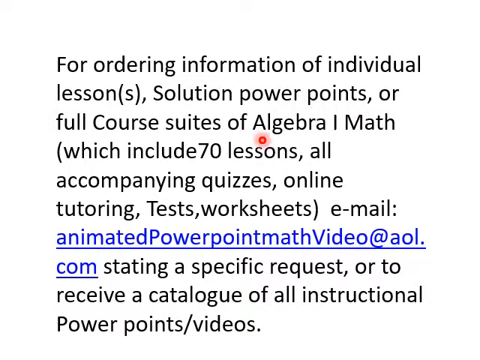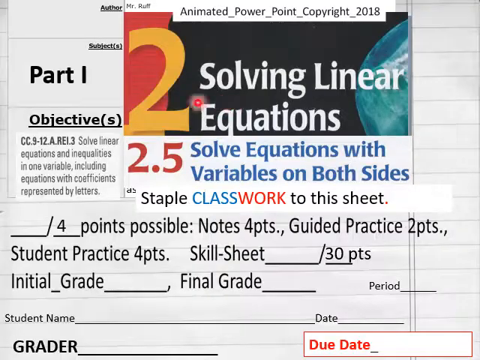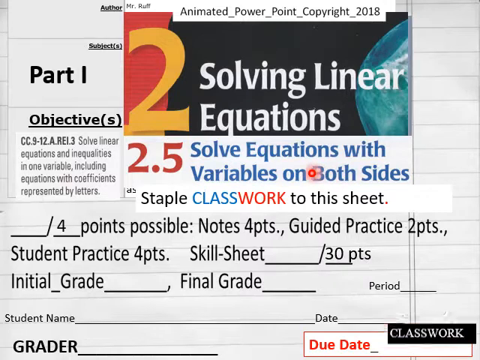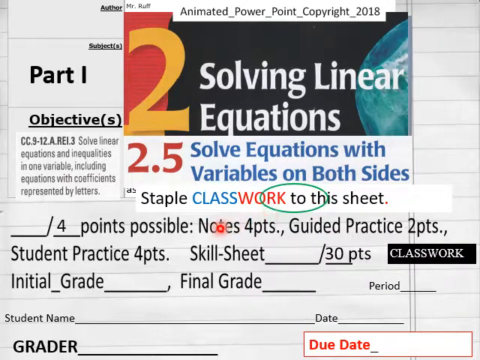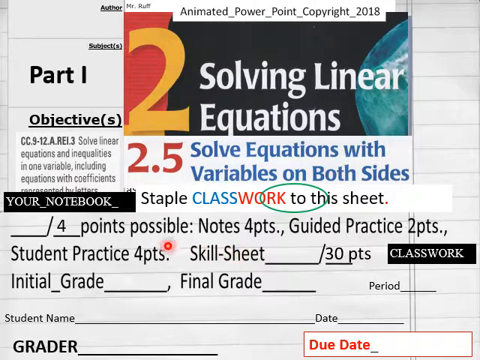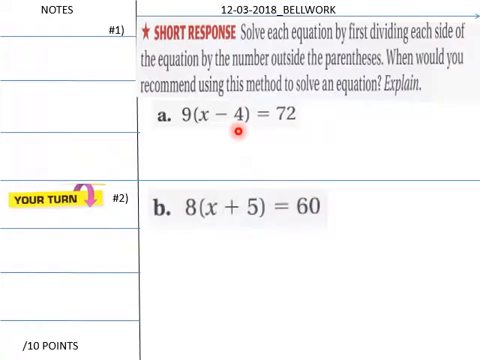Hello everybody, we're getting ready to do 2.5 of Algebra 1. It'll be part 1, part 2, part 3 is available here. 2.5, solve equations with variables on both sides. And we have a 30-point skill sheet here to do. And we got 4 points here of note-taking guides available.